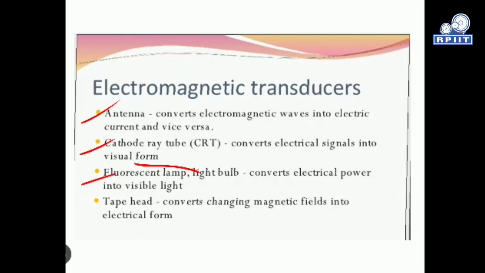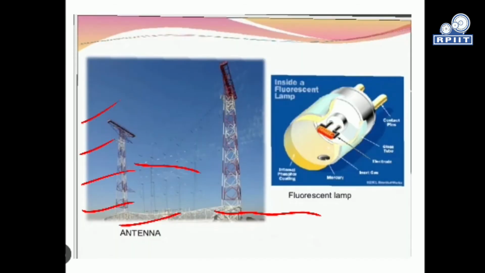Next, the fluorescent lamp, or light bulb, converts electrical power into visible light. And the last is the tape head, which converts the changing magnetic field into electrical form. So these are examples of electromagnetic transducers, where we always apply the electromagnetic principle for conversion from one form of energy into another form of energy. So here are a few examples of electromagnetic transducers.